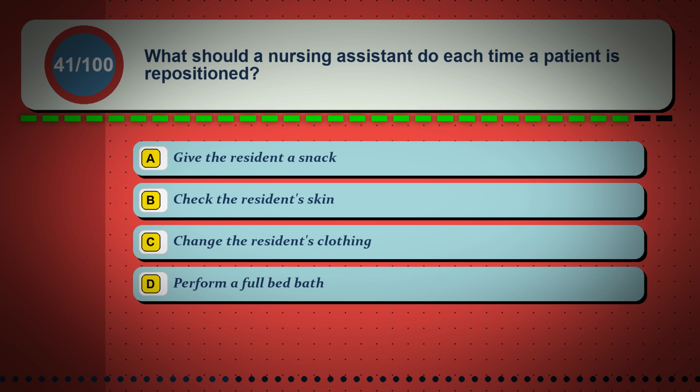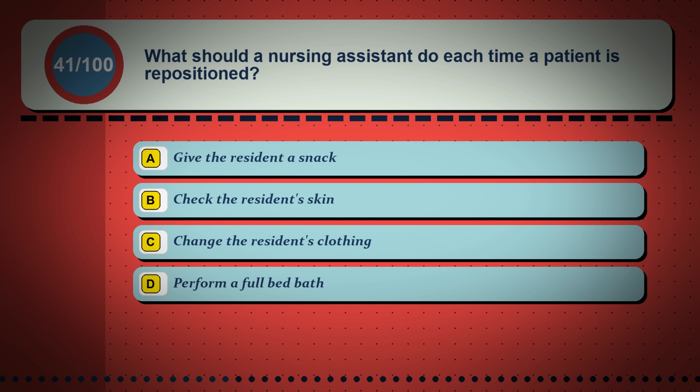Question 41. What should a nursing assistant do each time a patient is repositioned? Option A, give the resident a snack. Option B, check the resident's skin. Option C, change the resident's clothing. Option D, perform a full bed bath.